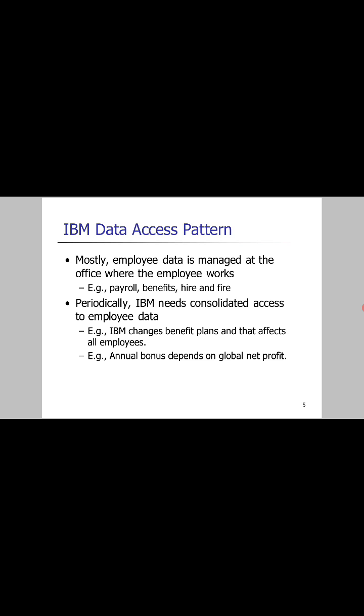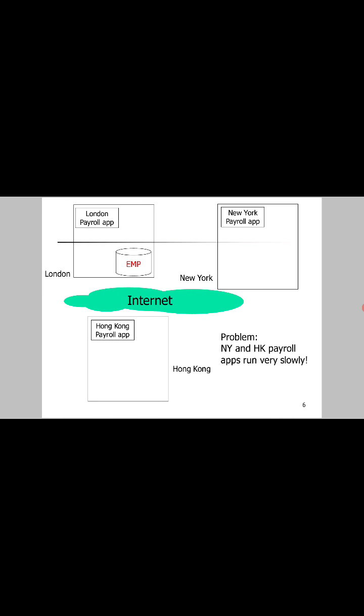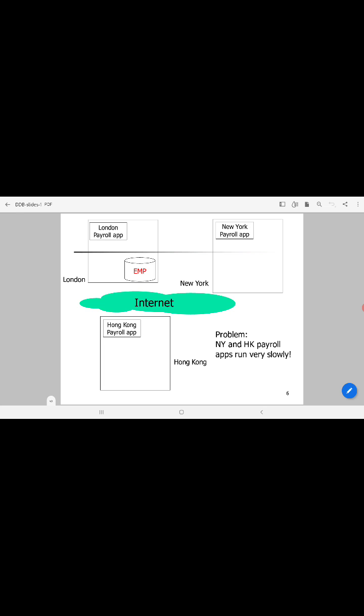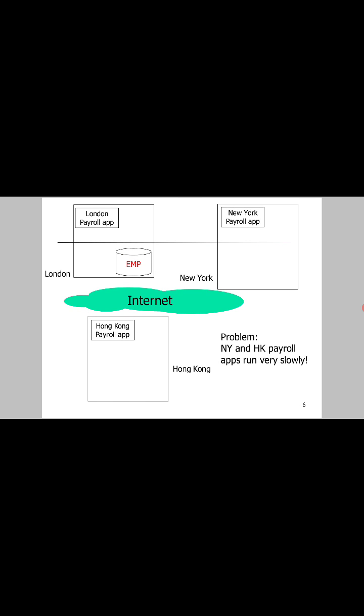So mostly employee data is managed at the office where employees work, for example payroll, benefits, hire and fire. Periodically IBM needs consolidated access to employees. So these are the examples. This is some structural example of the distributed database or ordinary databases and their pros and cons. The same database can be kept in the London payroll application and employee database, New York and other places. By using the internet we may connect all these things.